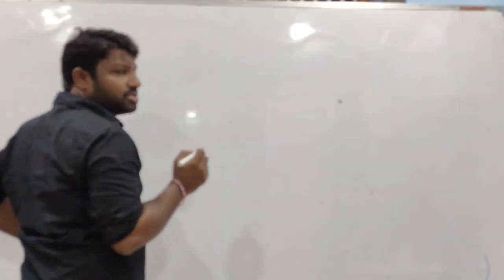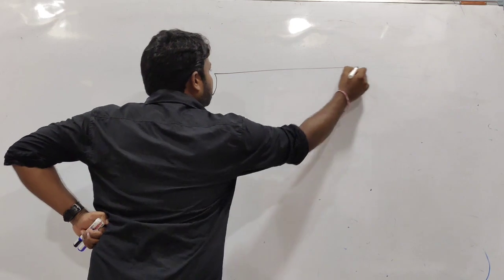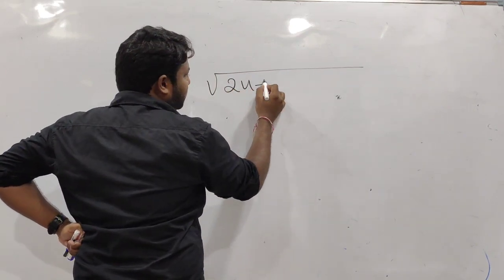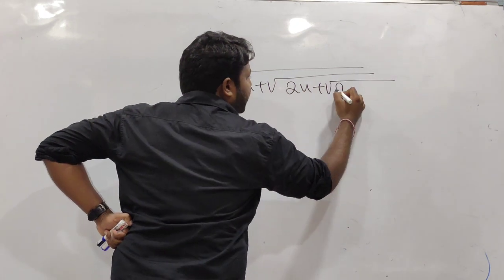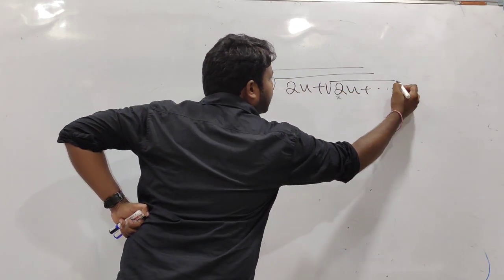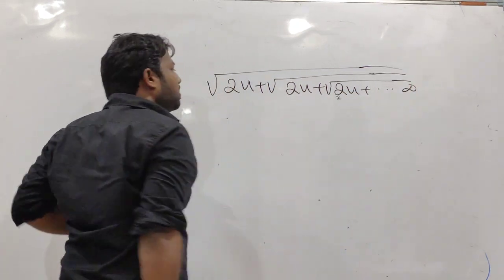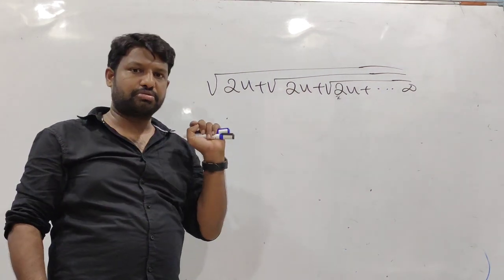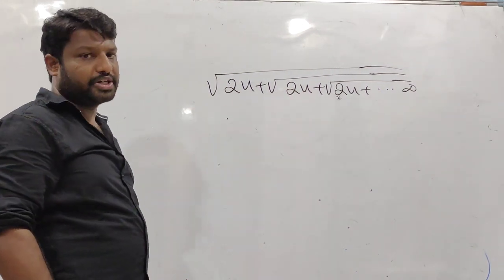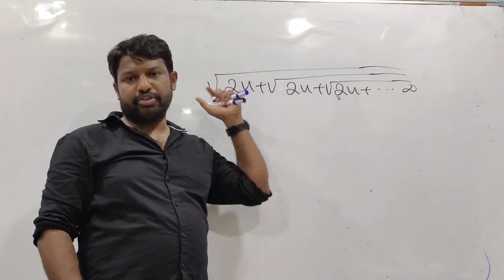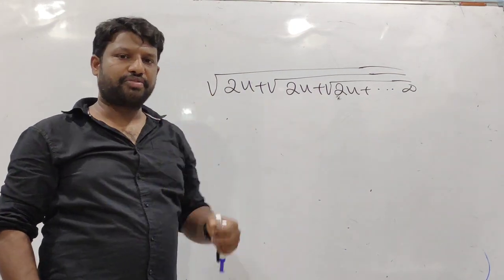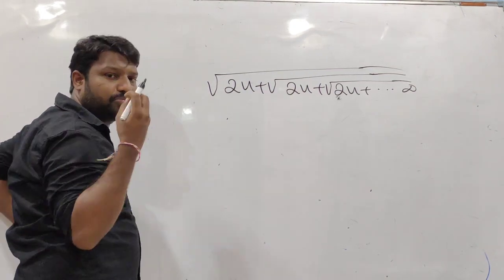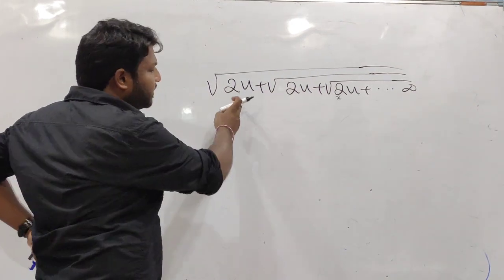Next, suppose I have taken one more example. Let us say √(24 plus √(24 plus √(24 plus so on up to infinity. This is the question you have to solve. Now suppose I see this 24, can I write it as a product of two terms whose difference is 1? The difference should be 1, sir. Can we express 24 as a product of two terms whose difference is 1? You cannot express it, sir.